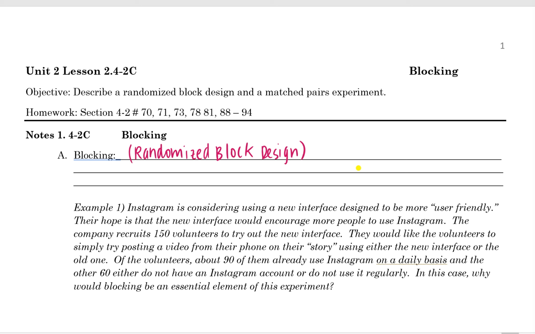Where you have subjects that are separated into groups, which are called blocks, based on some kind of characteristic that we think might affect the results of the experiment. So let's write that down. So subjects, or units, experimental units if you're not using people, are separated into blocks based on a characteristic that might affect the experiment.